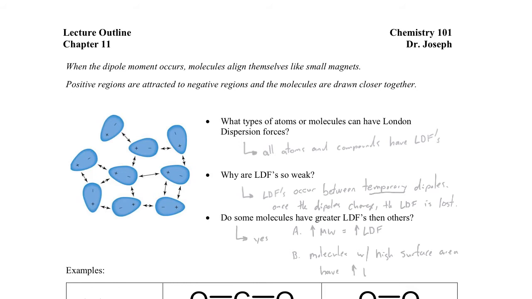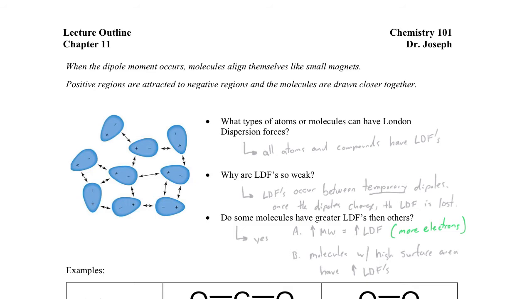Now, why exactly does a higher molecular weight correlate with a greater London dispersion force? Well, it's simply because molecules or atoms with a higher molecular weight have more electrons in them. And more electrons means we can have a greater distortion of that electron cloud, leading to a larger dipole.